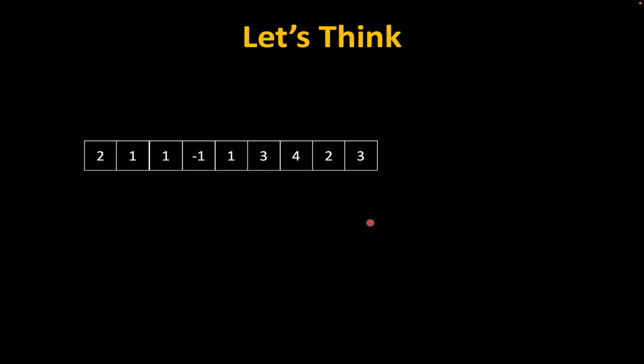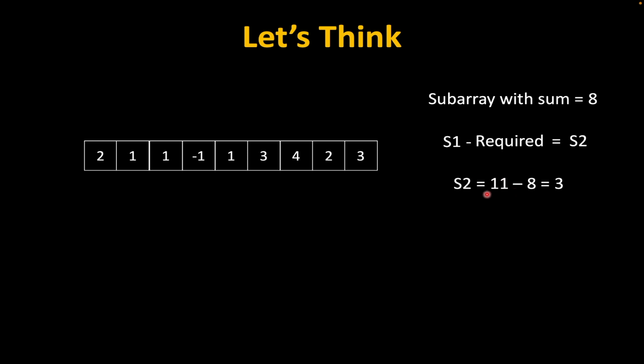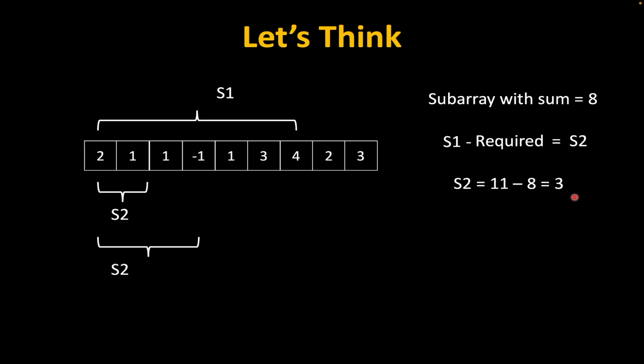Let's take one more example. Here also we need to find the maximum subarray which has sum equals to 8. So here also S1 minus required is equals to S2, and if I take S1 from 2 to 4, then the S2 will be 11, which is the sum from 2 to 4, minus 8, this is the sum, equals to 3. So this is our S1, and I have two options for S2 here, because this is also S2 with sum 3 and this is also S2 with sum equals to 3.